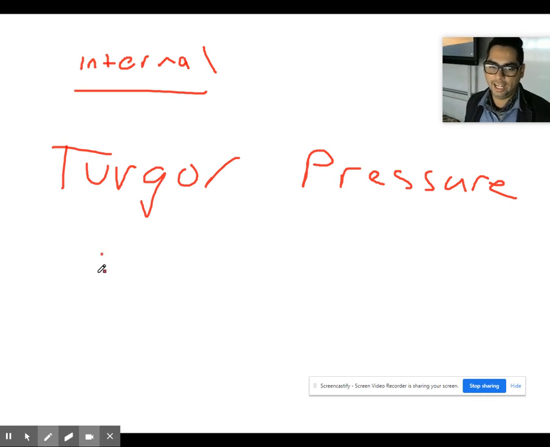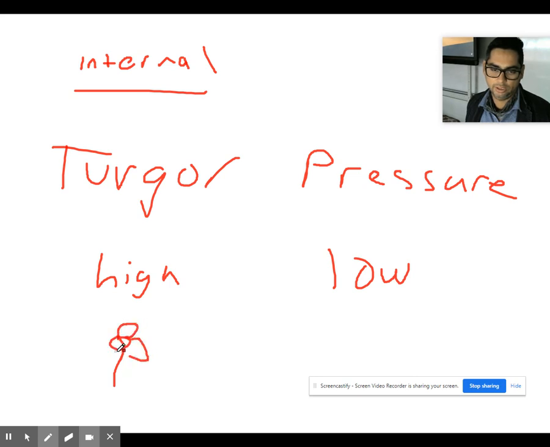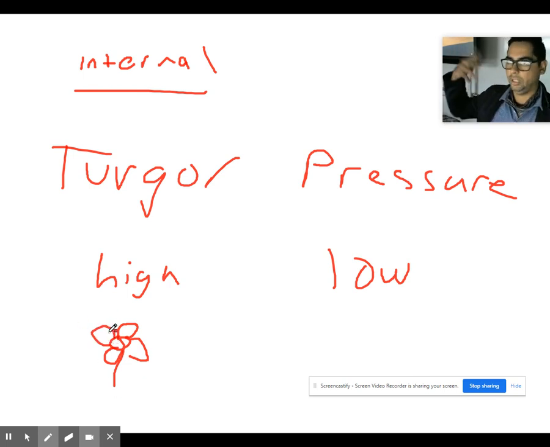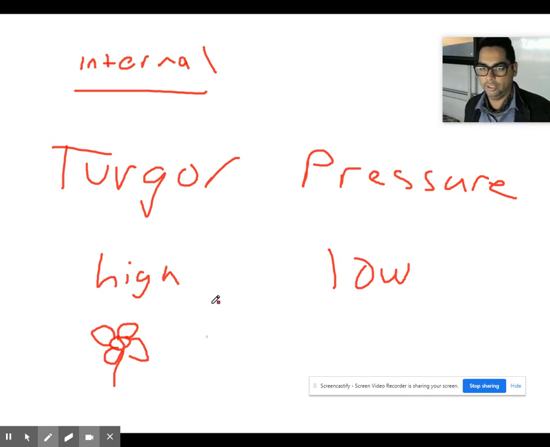When the plant has high turgor pressure, we'll do a little flower. It looks like this. There's the middle part, and then there's 1, 2, 3, only 4 leaves. That's what it looks like when it has high turgor pressure. It looks straight up like you normally picture a plant. That's because all the cells are filled with water, and it's easy to stand up when they're filled with water. So that's internal pressure, turgor pressure.